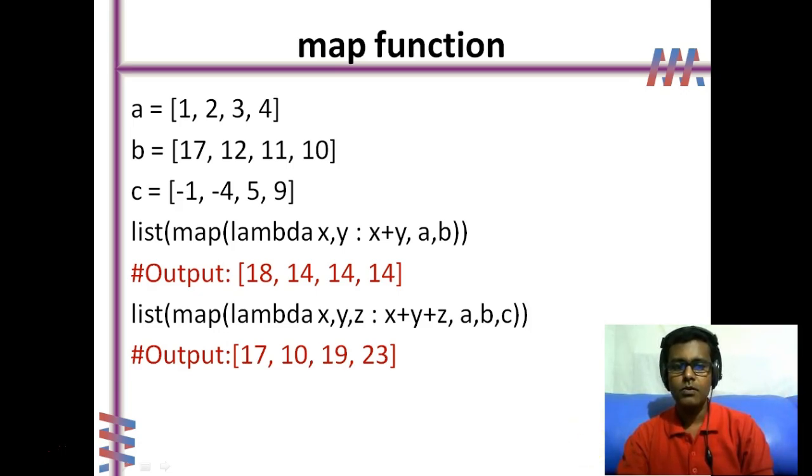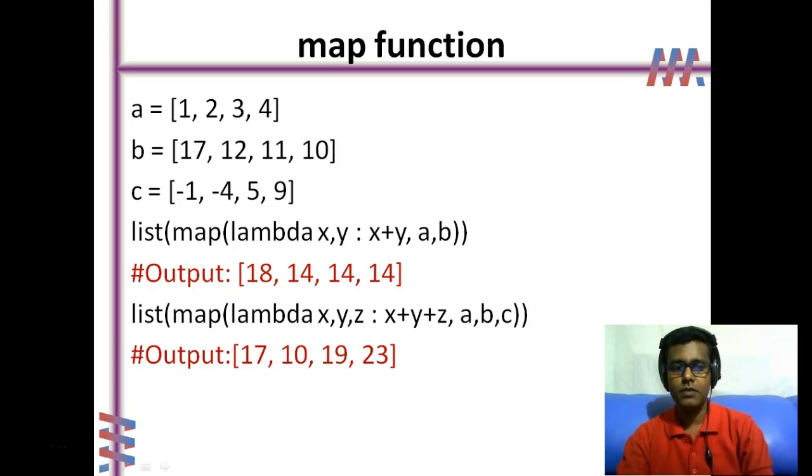So now when I supply A and B to this x and y, what happens is the first element of A and B will be taken and the operation x plus y will be performed. So the first element of A and B is 1 and 17. So it will be added and 18 will be stored into the list. So again second element 2 and 12 will be taken and it will be added, 14 will be stored into the list. So similarly it goes on.